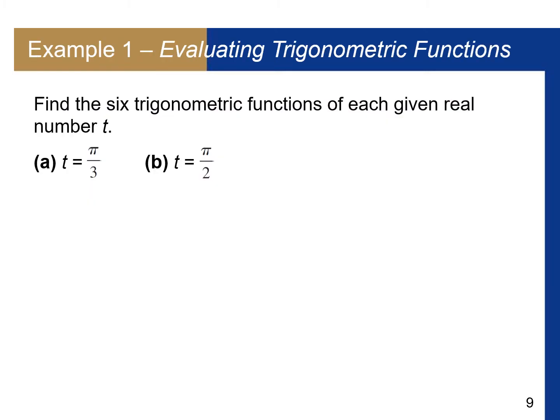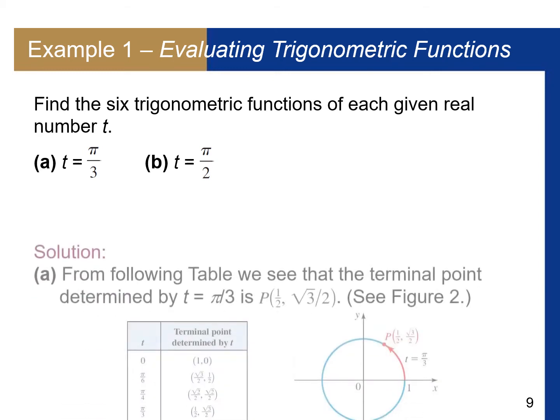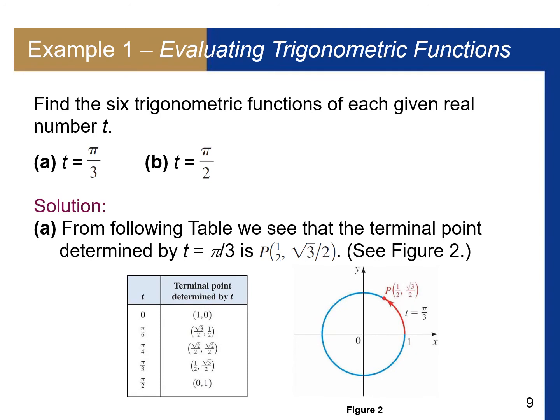We're going to find the 6 trigonometric functions of each given real number. We have pi over 3 and pi over 2. So from the table, we see that the terminal point determined by t equals pi over 3 would be 1/2, square root of 3 over 2. The next one, we're going to look at pi over 2, so that will be 0, 1.